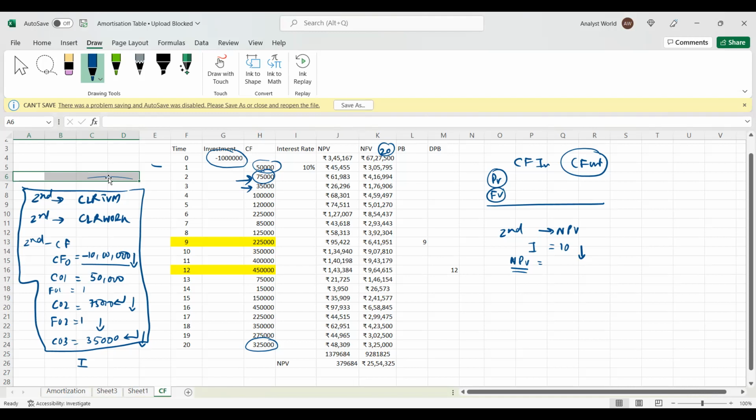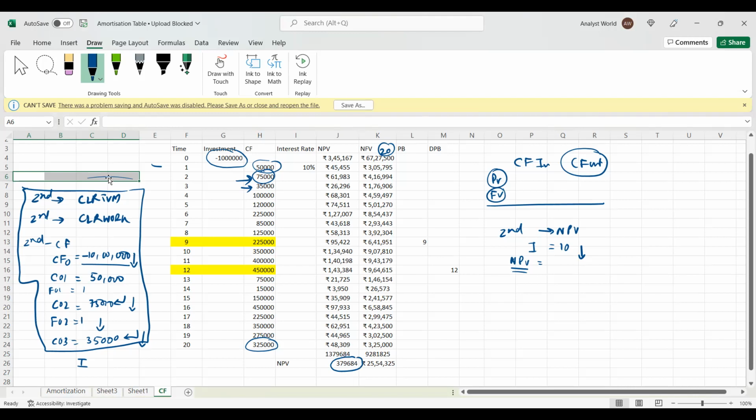Hello? Yes, sir. Did you press the CPT button? Yes, sir. What is it showing? It's showing NPV is equal to 375,551. It should not be the case. It should show the figure of 379,684. Can somebody else also confirm?